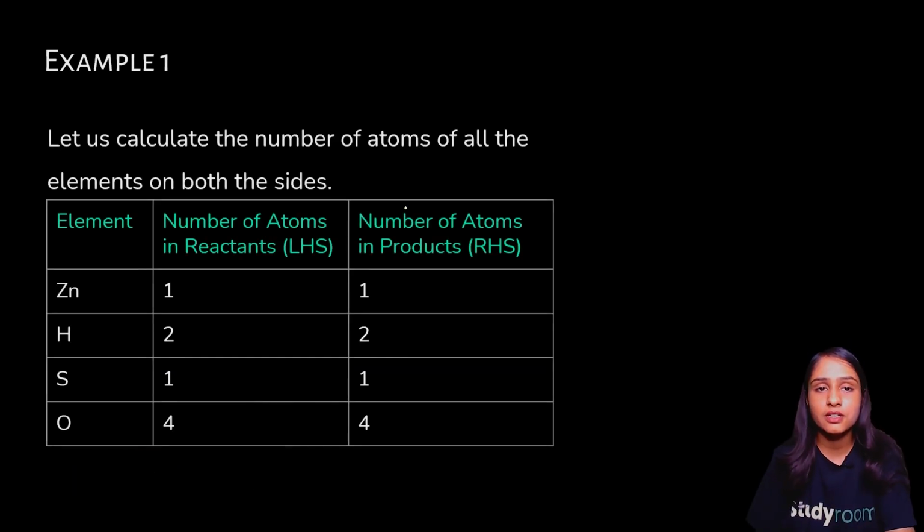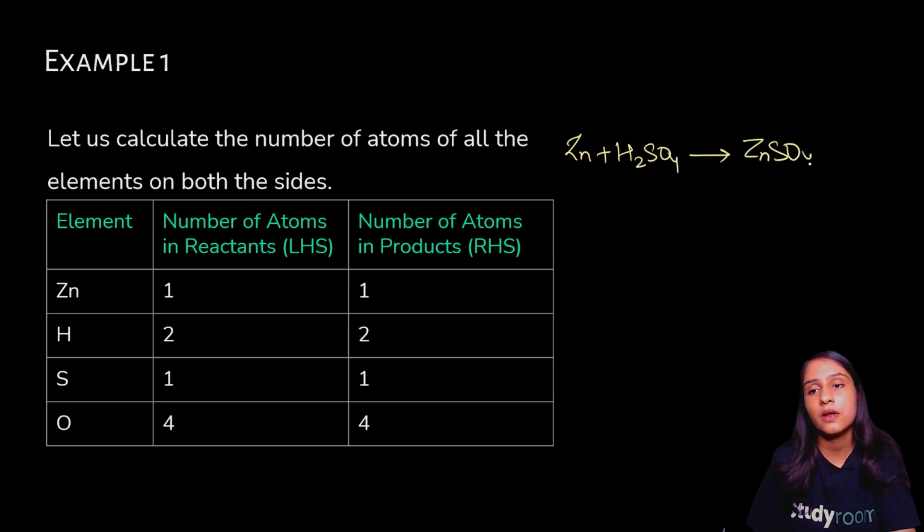Example number 1. So how to balance a chemical equation? Every chemical equation follows conservation of mass. You need to balance the equation on the left hand side and right hand side. So let us calculate the number of atoms of all the elements on both the sides. So let us take zinc plus sulfuric acid gives ZnSO4 plus H2.